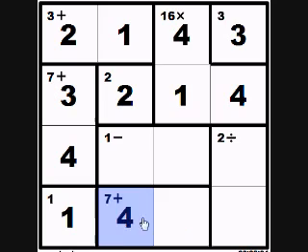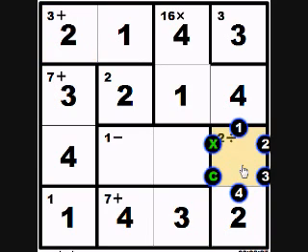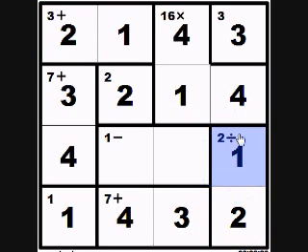The cage we're looking at here needs to sum up to a 7. A 4 is a number we know we have. Therefore, a number 3 fits in here. We know a number 2 is here because you can't have 1, 2, and 3. That would be a repeat. That forces the 2 here. And that would give us a 1 here because that's the only missing number.